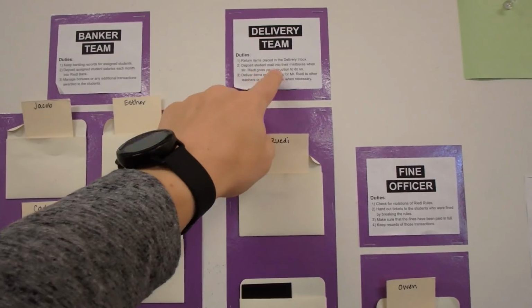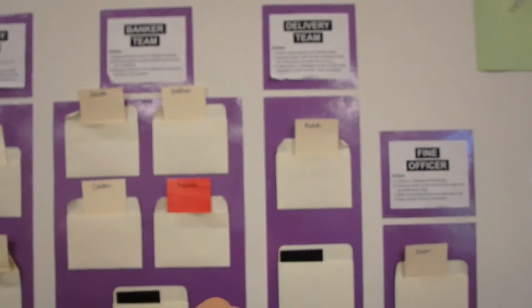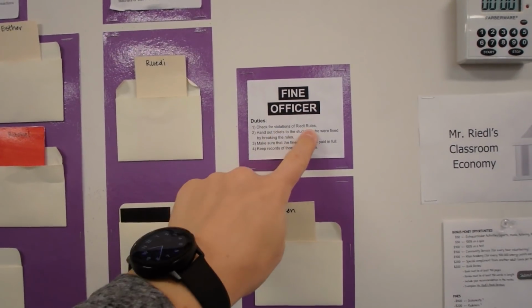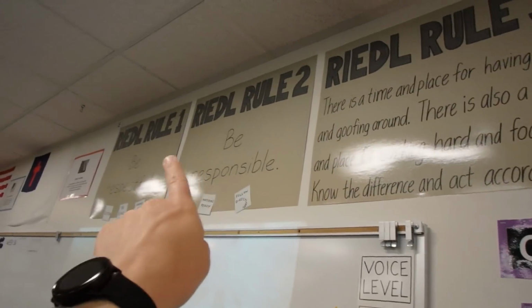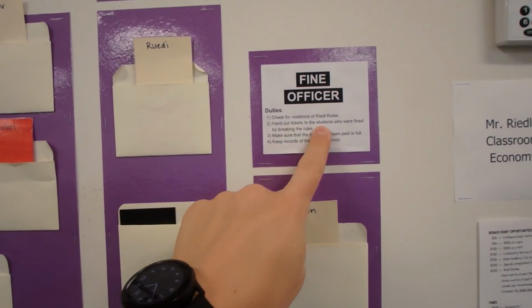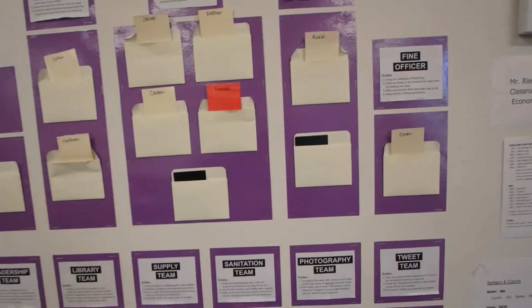They have an inbox where I put stuff in and they know where to deliver stuff to. The fine officer manages violations of the Riedl rules. The Riedl rules are my rules for how I run my classroom. So any violations of that, they hand out tickets to the students who are fined for breaking the rules.